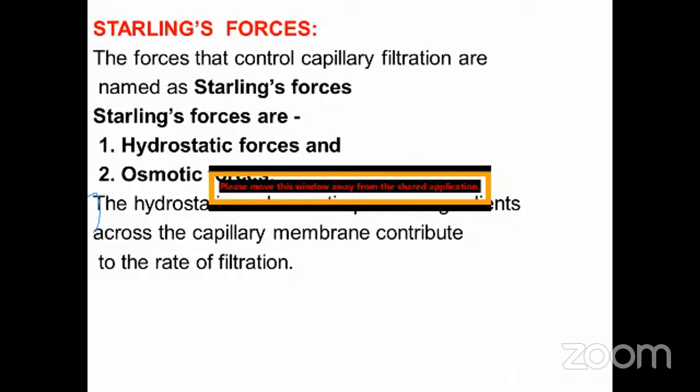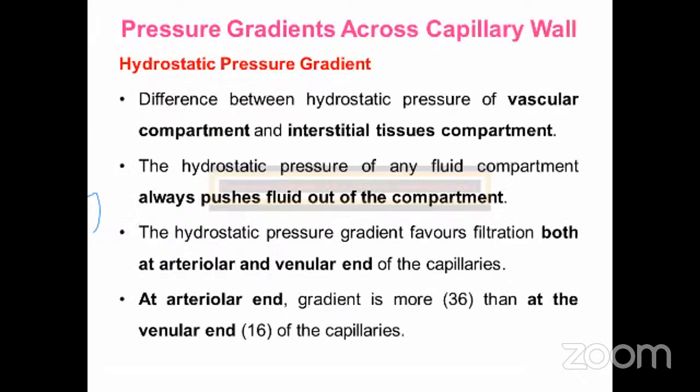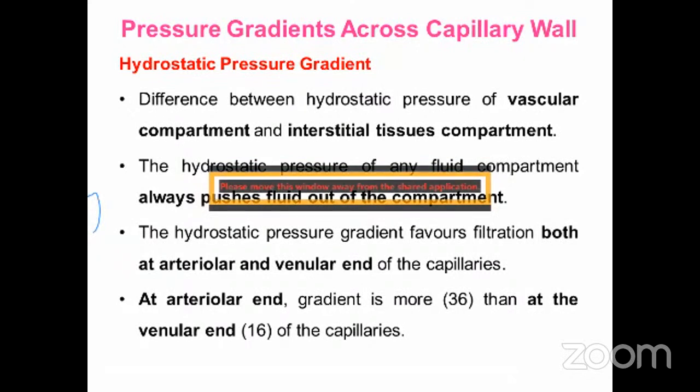Hydrostatic pressure across the capillary membrane contributes to the rate of filtration. The hydrostatic and osmotic pressure differences, or gradients, across the capillary membrane contribute to the rate of filtration. So, pressure gradients across the capillary wall: one is the hydrostatic pressure gradient, which is the difference between the vascular compartment and the interstitial tissue compartment.